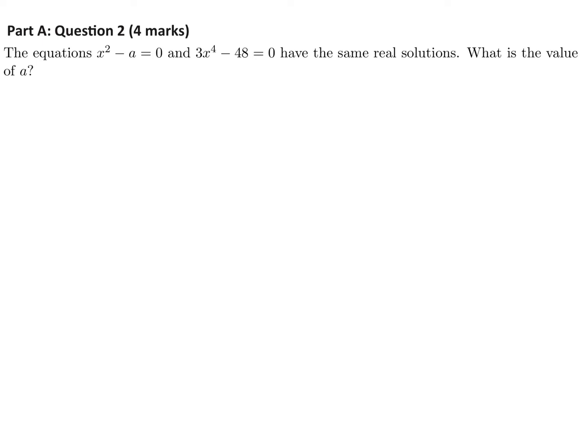The equations x squared minus a equals 0 and 3x to the power of 4 minus 48 equals 0 have the same real solutions. What is the value of a? x squared minus a is equal to 0, so x squared is equal to a. And we've got an x to the fourth here, so I guess x to the fourth would be a squared. Okay, so then let's take a look at that one now over here.